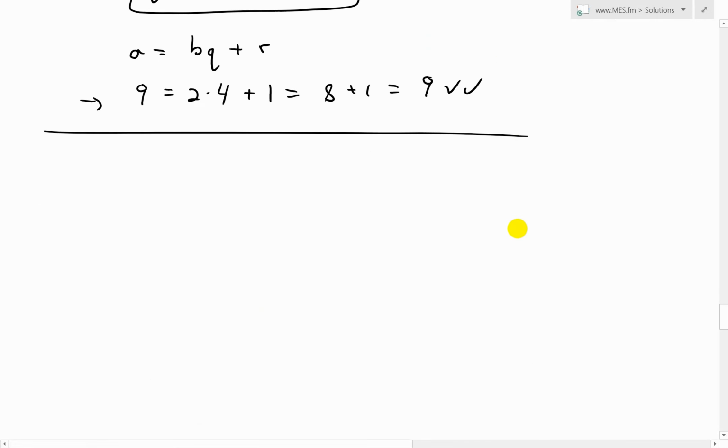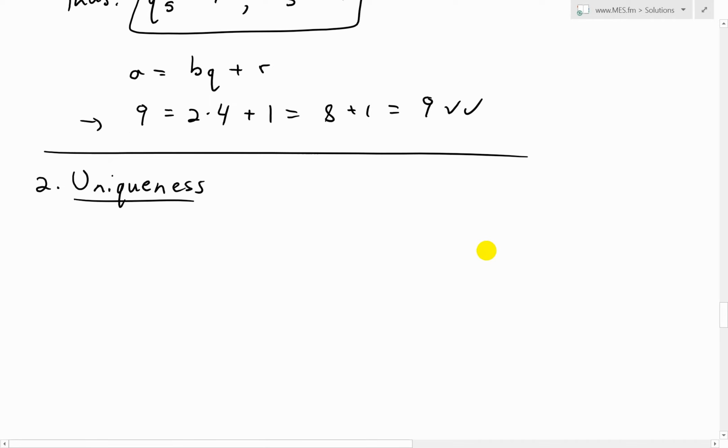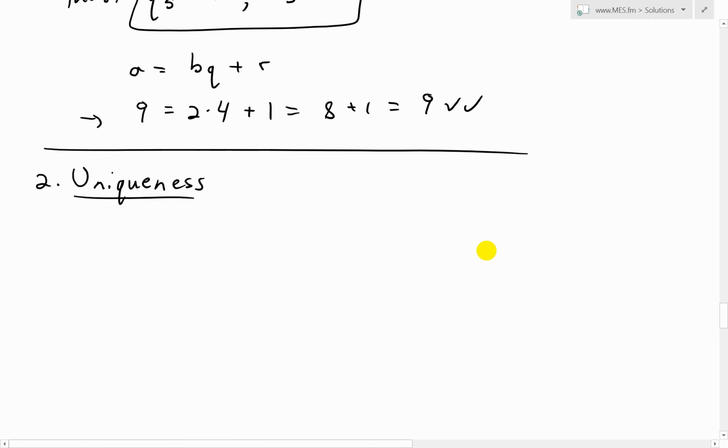Now let's look at the uniqueness of it, because that was just the existence. Remember, the second part is to look at the uniqueness of the values of q and r. This is to show that the values q and r are always going to be completely unique whenever r is positive and less than the absolute value of b. So, to prove the uniqueness, suppose there exist other values.